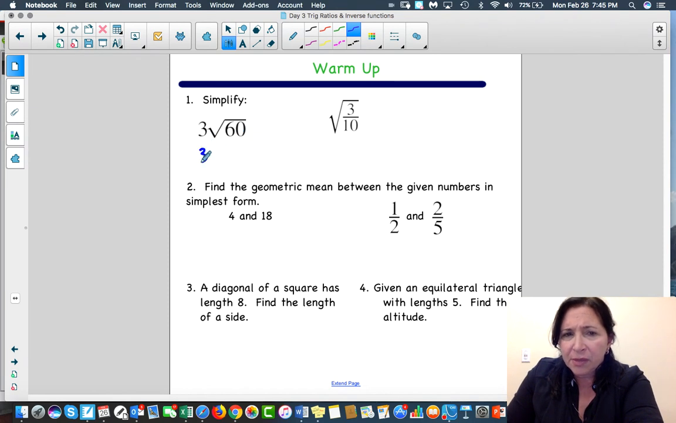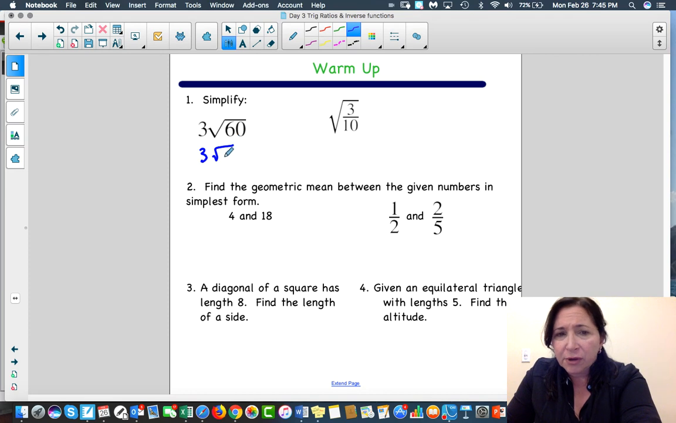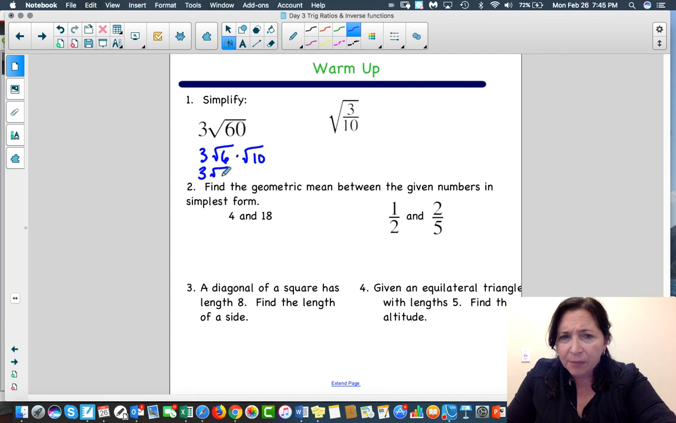Reducing this would be 3 times, let's say, what perfect square actually goes into 60. And if you don't know, we can start off with 6 times 10, because I think a lot of people will actually start this way. We're going to keep breaking this up. 6 becomes root 2 times root 3. Root 10 becomes root 2 times root 5.